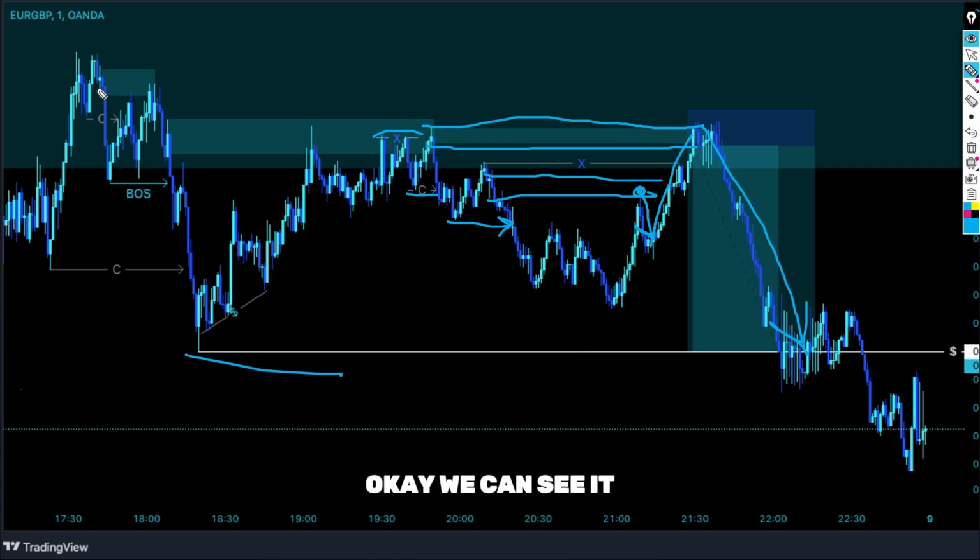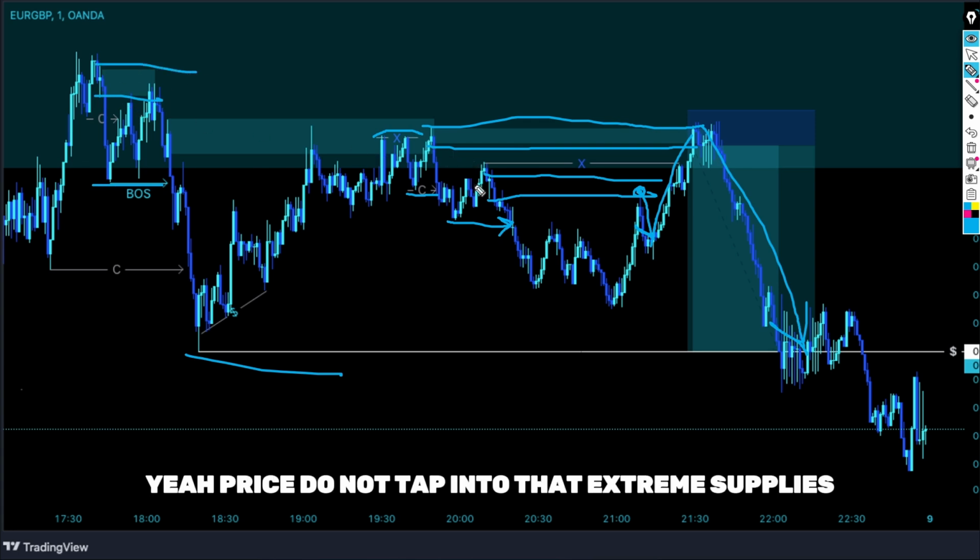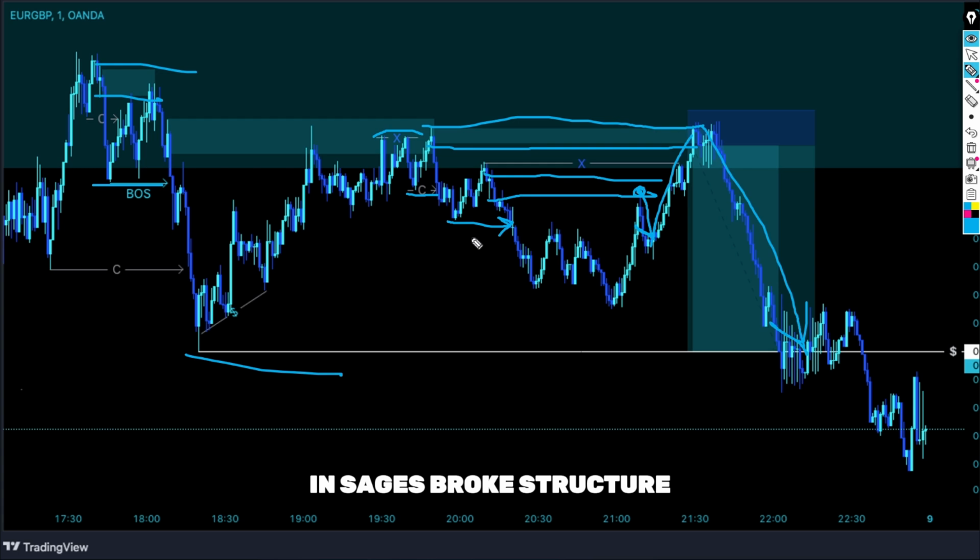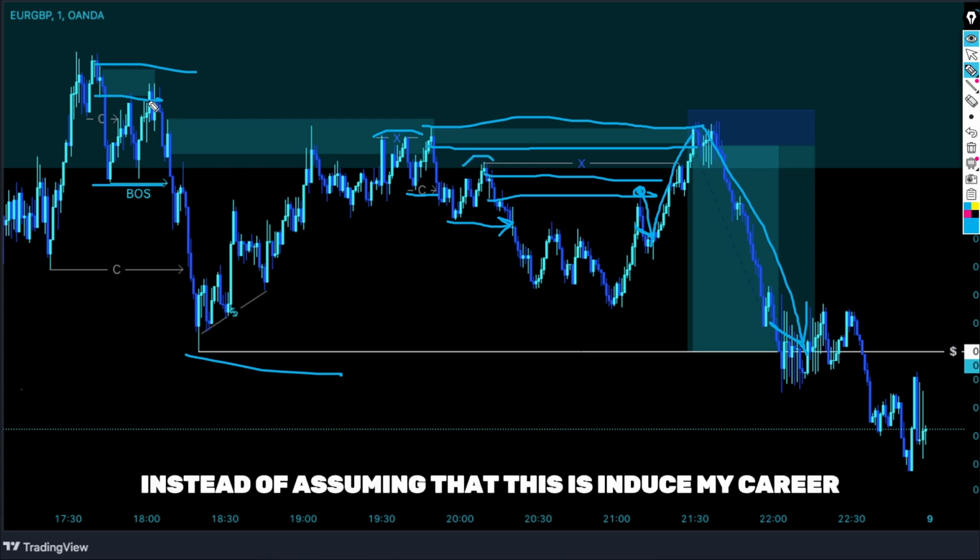Okay, we can see here, everything here is efficient from the left side. As you can see, price creates this break of structure, but price did not tap into that extreme supply zone, instead it just broke structure. So we can assume that this will be an inducement high, instead of assuming that this is induced by acquisition, you can see that it has mitigated previous orders.